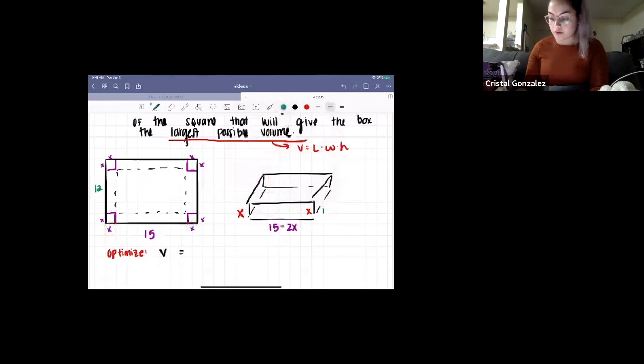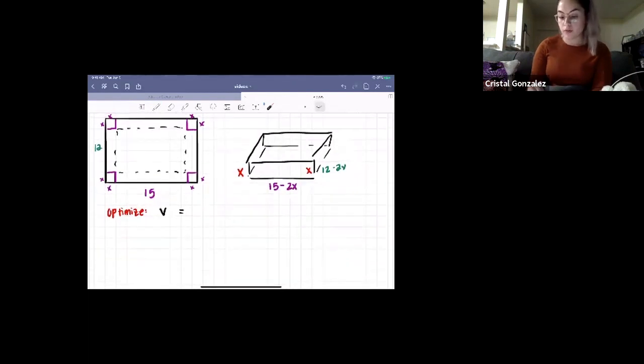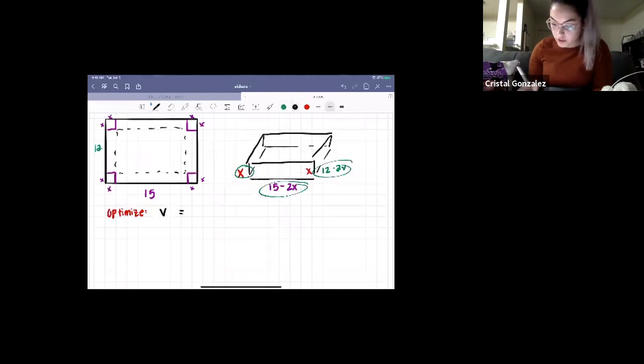I'm now going to have 12 minus 2x, because for my length here, I had a length of 12, but now I have to cut off 2 x's. So now if I wanted to write an equation for my volume, I can, because this is my length times width times height, and now I have all of them. So it's going to be x times 15 minus 2x times 12 minus 2x.